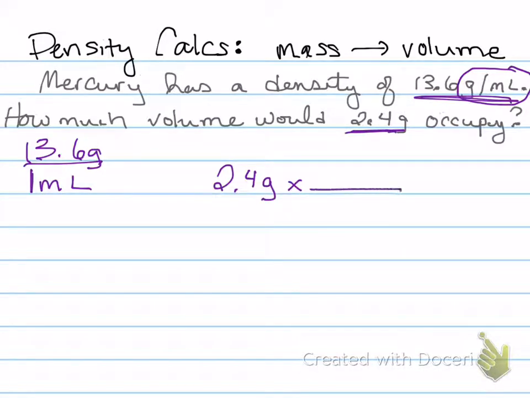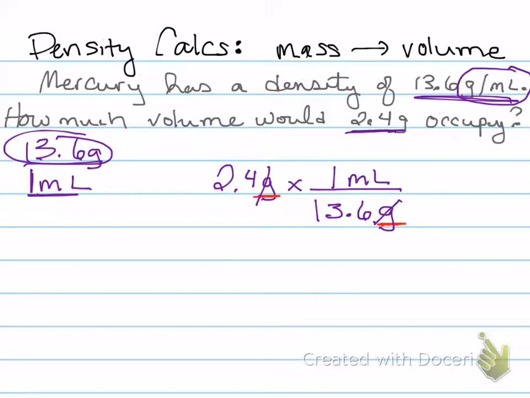And even though it's written here as grams per milliliter, I don't want to use it that way because my goal is to have the same unit that is on the top here on the bottom of my fraction so that it will cancel. So that means that I want to put this 1 milliliter on the top, and the number and the unit on the bottom. Okay, those are stuck together, the number and the unit. And I did that because if the grams of my ratio is on the bottom, then I cancel. All right, so if I've got the same unit on the top and the bottom, they cancel.